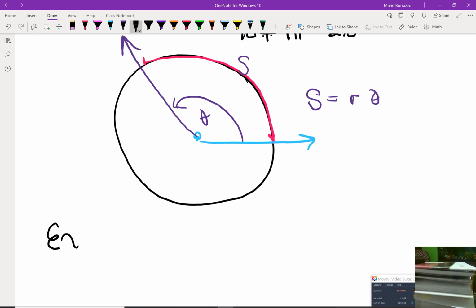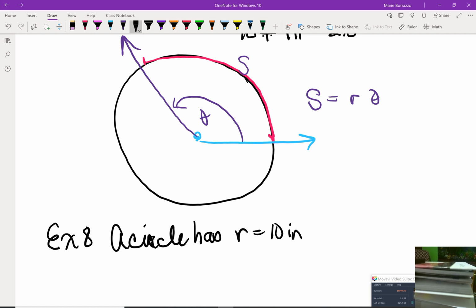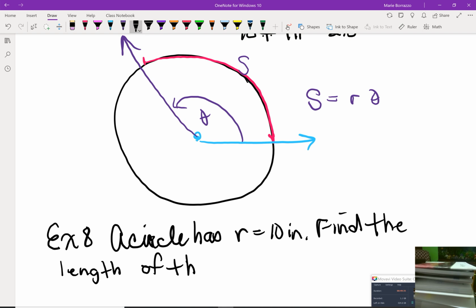And this brings us to example 8. In example 8, they tell us that a circle has a radius equal to 10 inches. They want us to find the length of the arc intercepted by a central angle of 120 degrees.